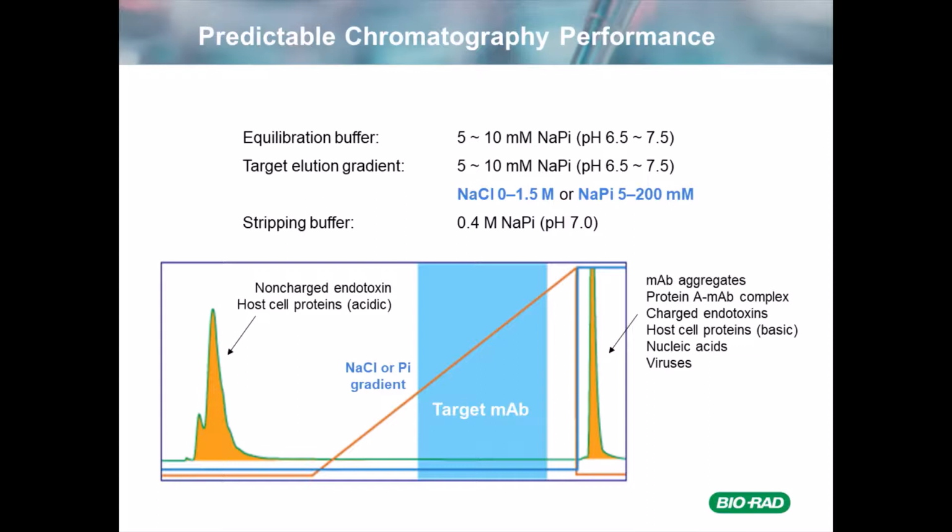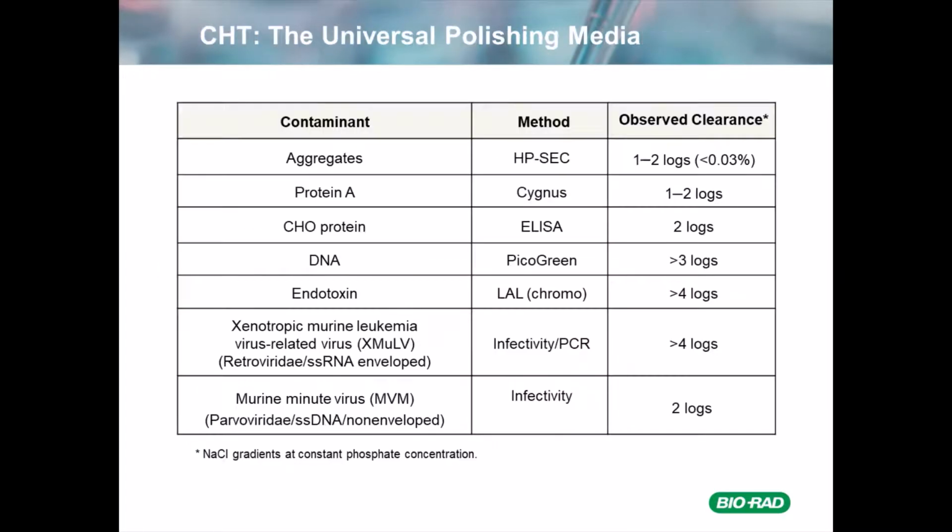The table here lists the full panel of process and product-related impurities and how efficient the purification on CHT chromatography is. Basically, all these impurities can be taken care of in a single step.